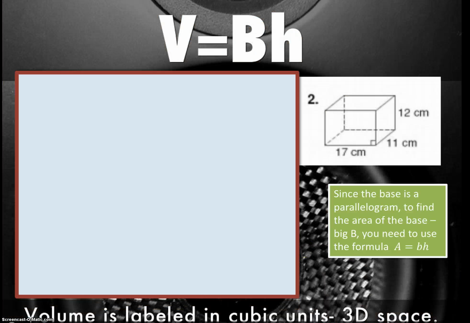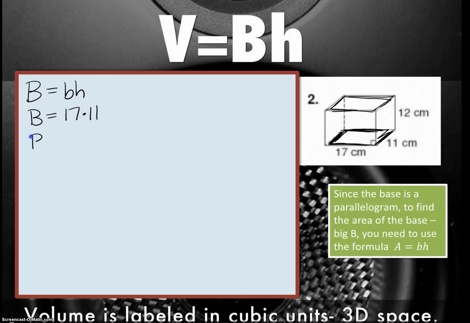Now this is a new shape. If you check out the base, I always choose one that's easy to identify. I usually pick the bottom if I can, and you just have to make sure that it has two identical ones. There is one on the top and one on the bottom, so I can use that as my base. My base in this case is a parallelogram. So to find the area of a parallelogram, you do base times height. So my big B is going to be 17 times 11. Pause the video and see if you can find the volume on your own.